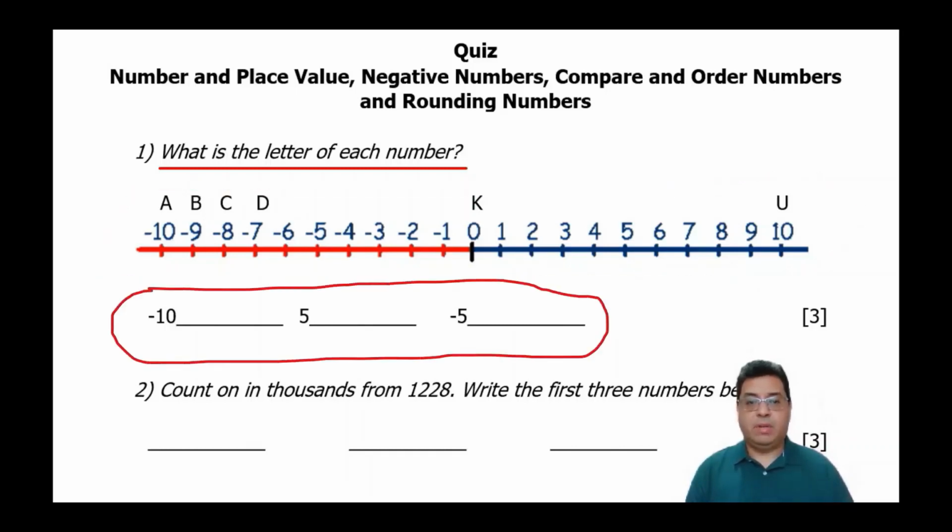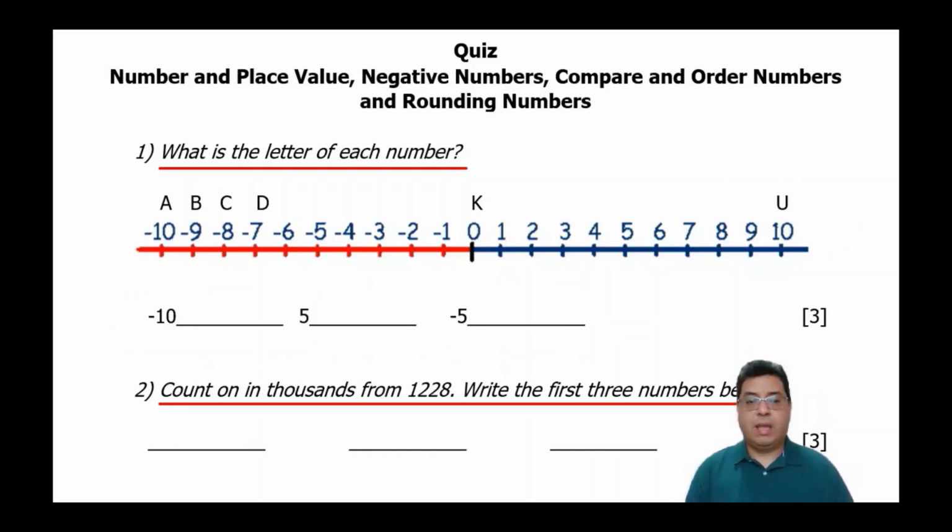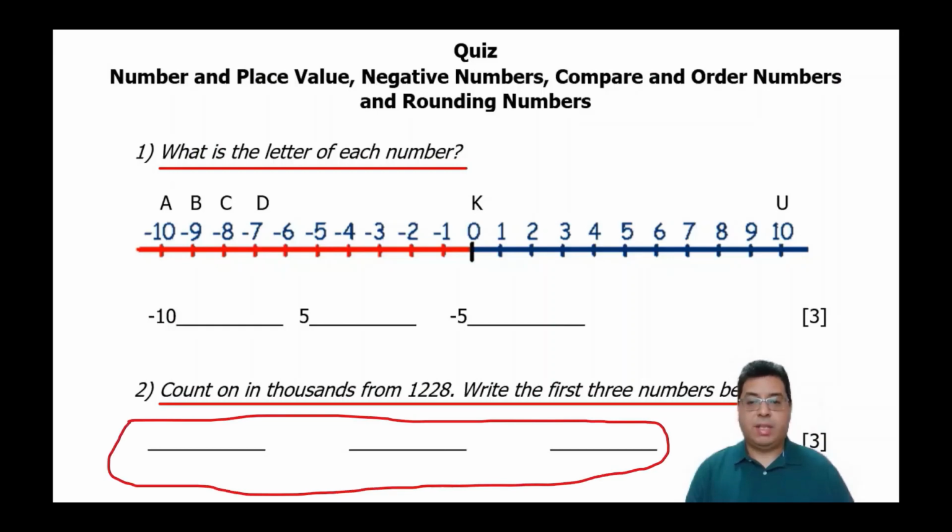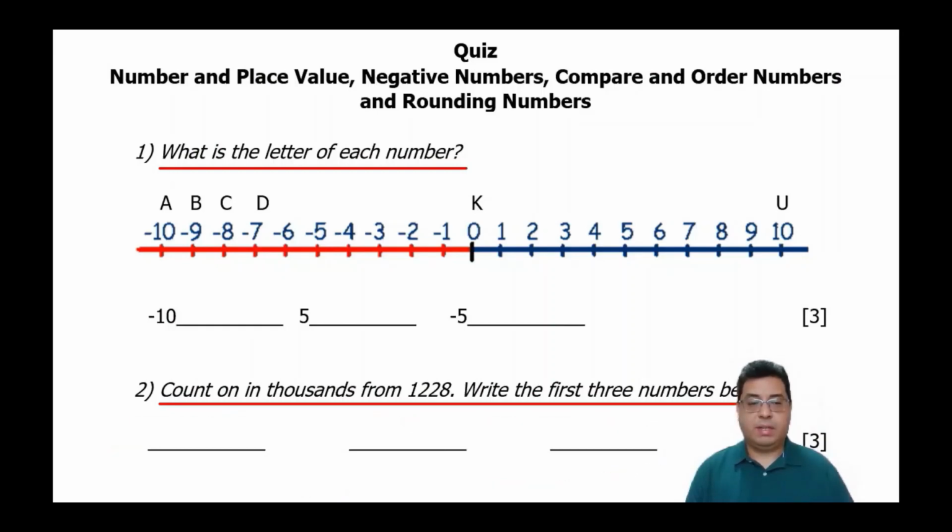For number 2, the question says, count on in thousands from 1,228. Write the first 3 numbers below. So again, using the lines shown here, just answer the question as it states. Let's go ahead and take a look at the next problems now.